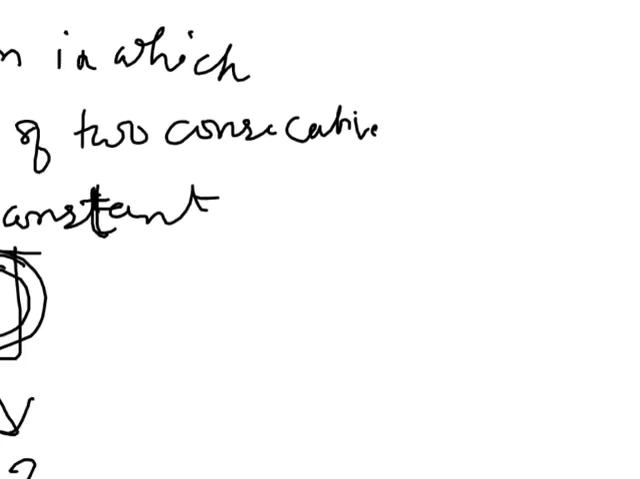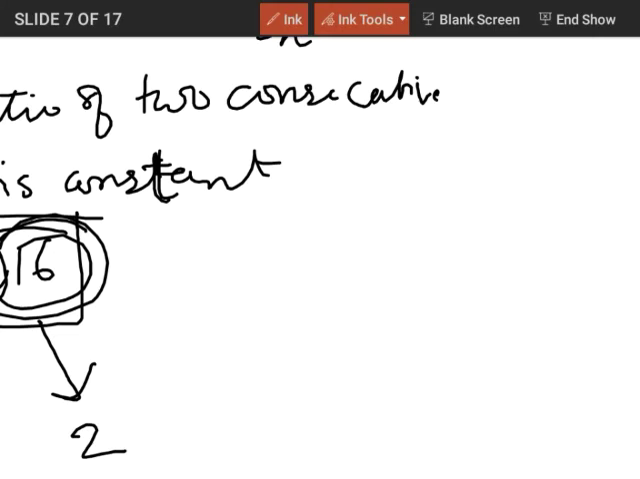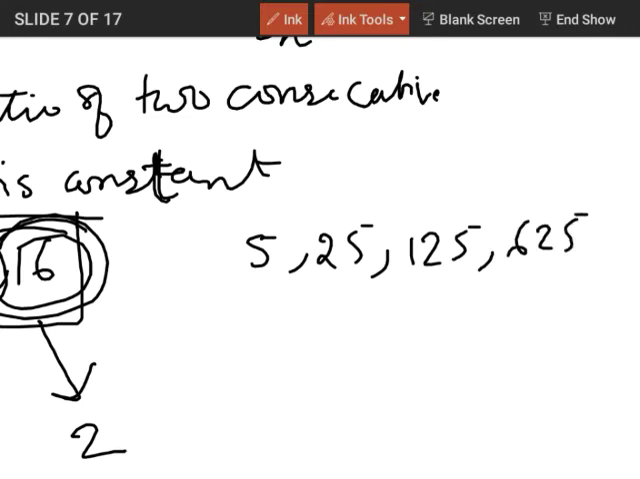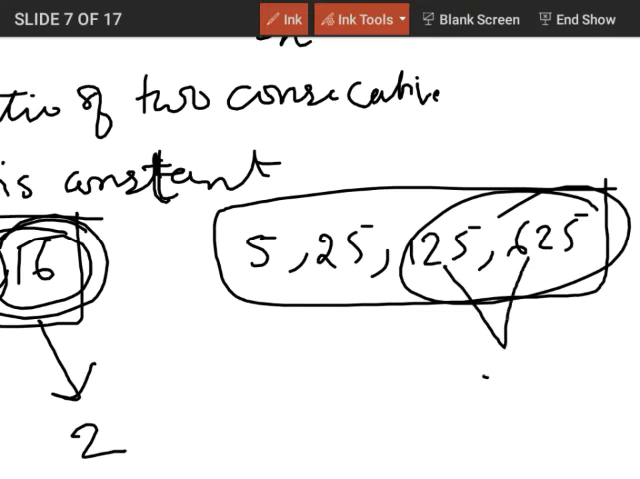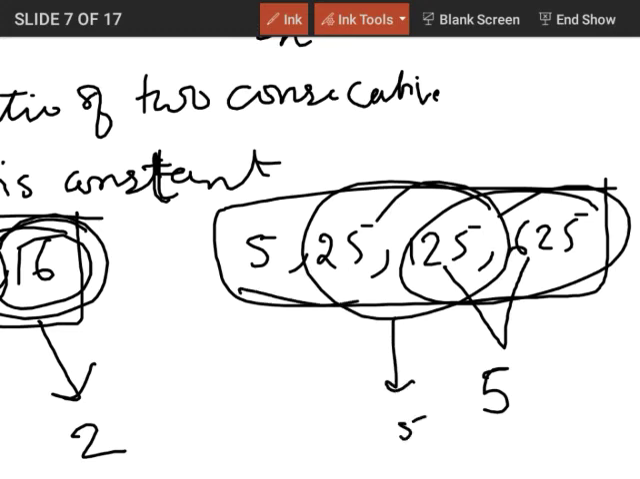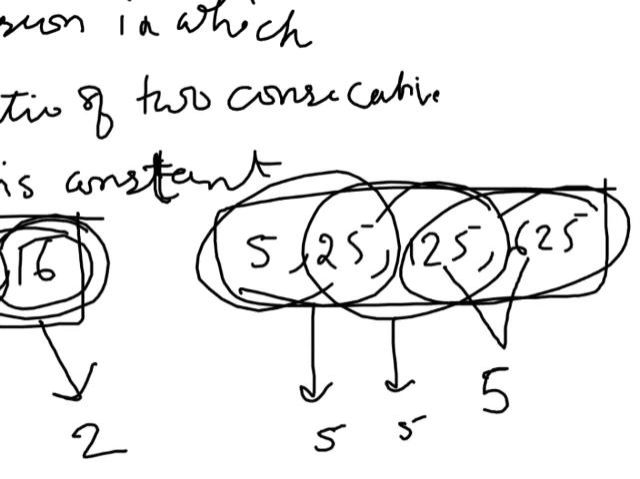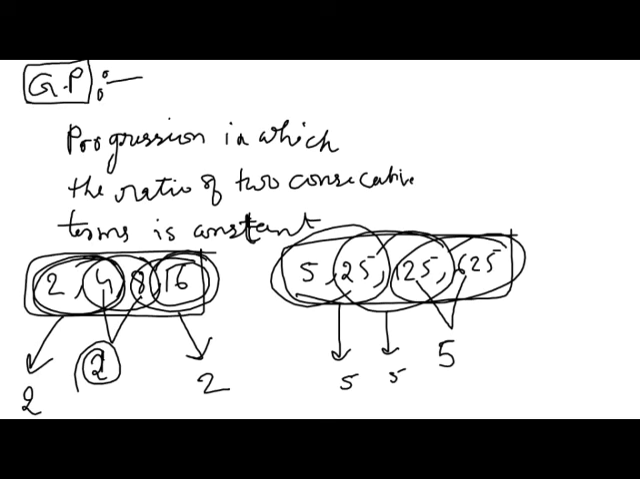Geometric progression. Another example, if I take this, now tell me, is this in GP? Yes, because if you look at any two consecutive terms and find their ratio, this will be 5. Similarly, in this case also it will be 5, and in this case also it will be 5. I hope that the definition is clear to you.